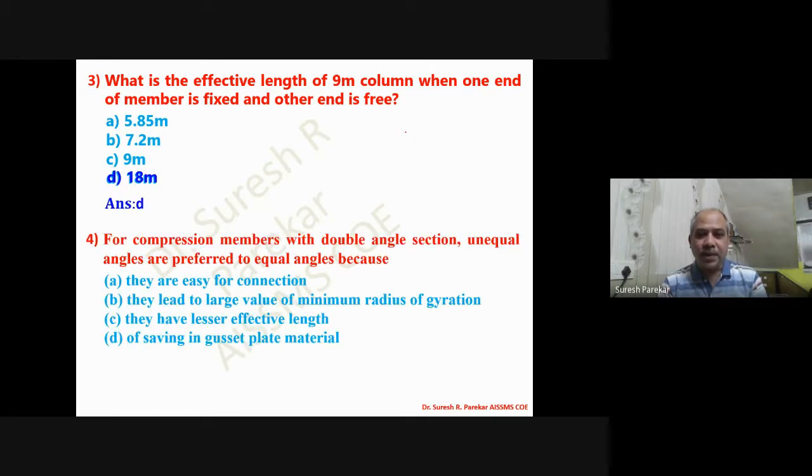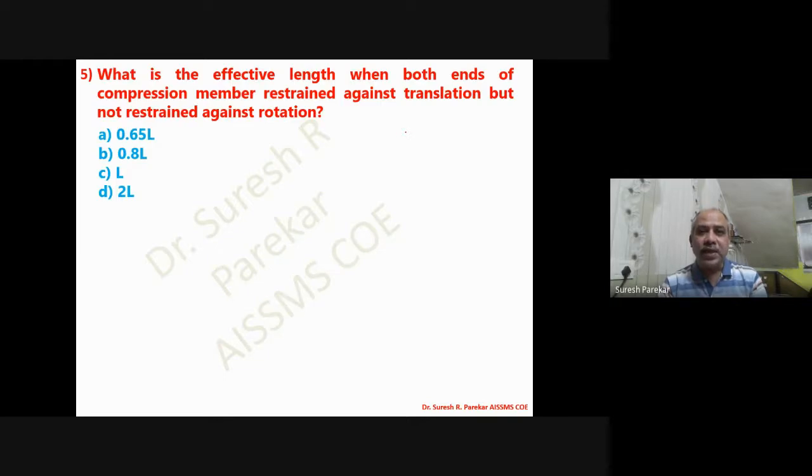Now for compression members with double angle section, unequal angles are preferred to equal angles because they lead to a large value of minimum radius of gyration. You can go to the lectures on compression members, then you will get the answer for this. What is the effective length when both ends of the compression member are restrained against translation but not restrained against rotation? This shows both ends are pinned, and in that case L effective is equal to L.